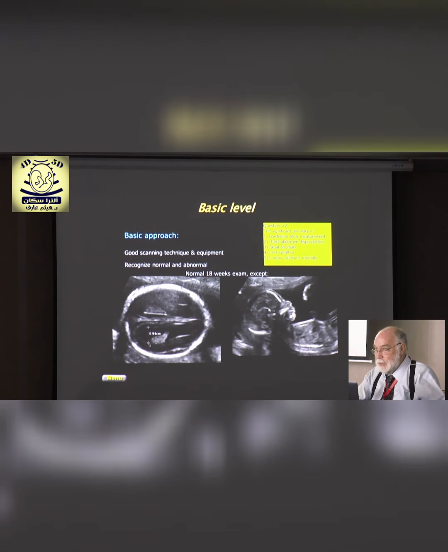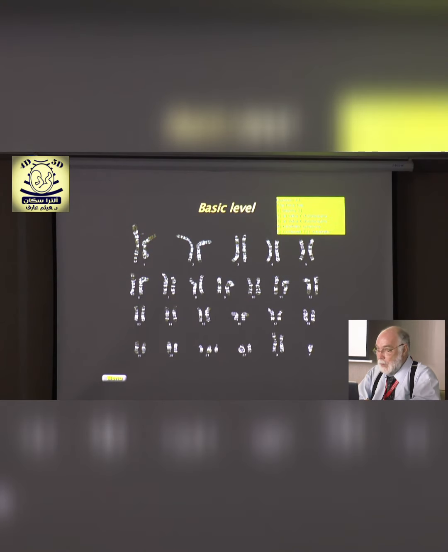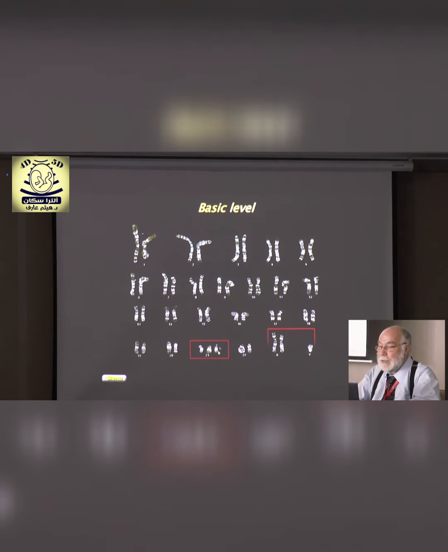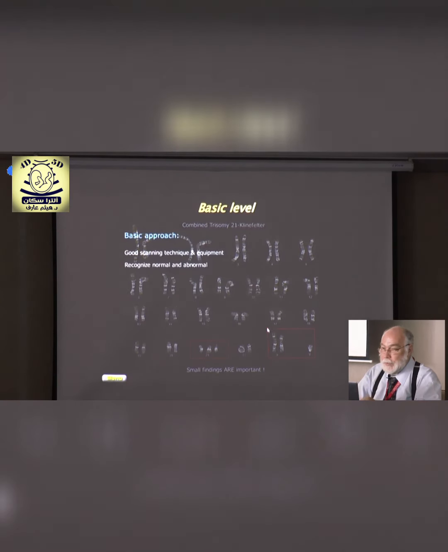How many of you have done amniocentesis? No one? One person. What's the diagnosis? So this baby has a combined trisomy 21 and Klinefelter. The entire examination was normal except for the nasal bone, and she was African American. So be careful, small findings are important.